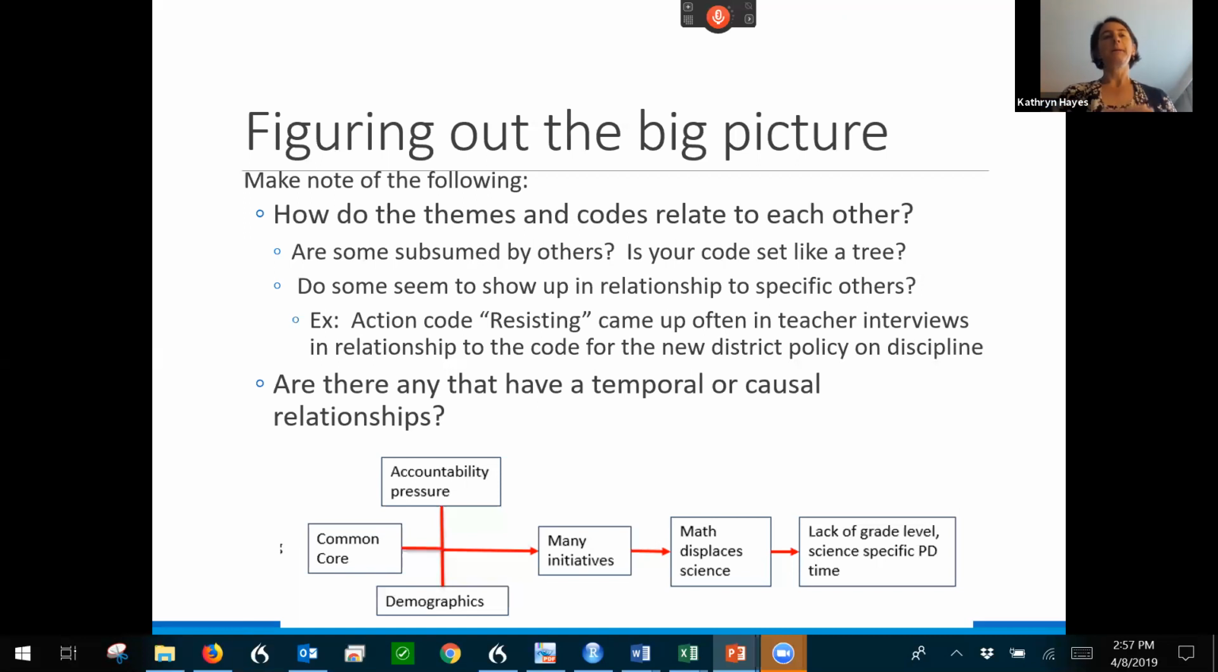You also may want to look at temporal lines of things. So, for example, I do some research where I look at how people explain the events that lead to science professional development, or not, as the case might be. So in this example, accountability pressure and Common Core and the demographics all together led the district to have too many initiatives. In those initiatives, math was really championed over science, and so it was displacing science in terms of the district's support for professional development, and thus there was no science professional development. So you can see there's kind of a causal chain that I've built out of interview data as people describe what has happened.